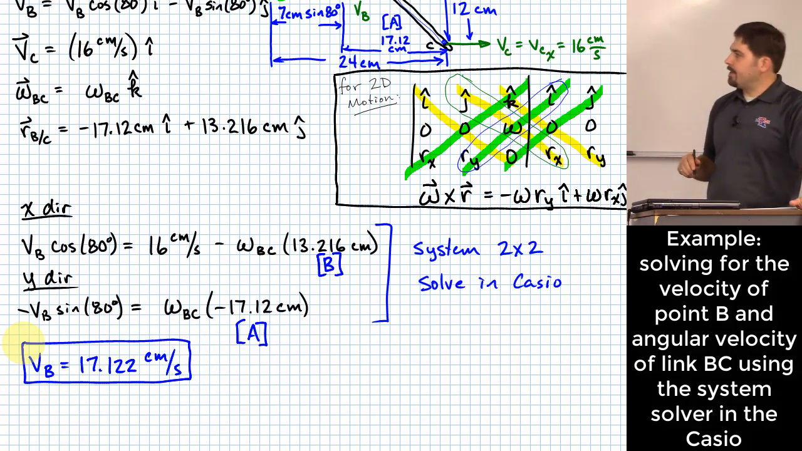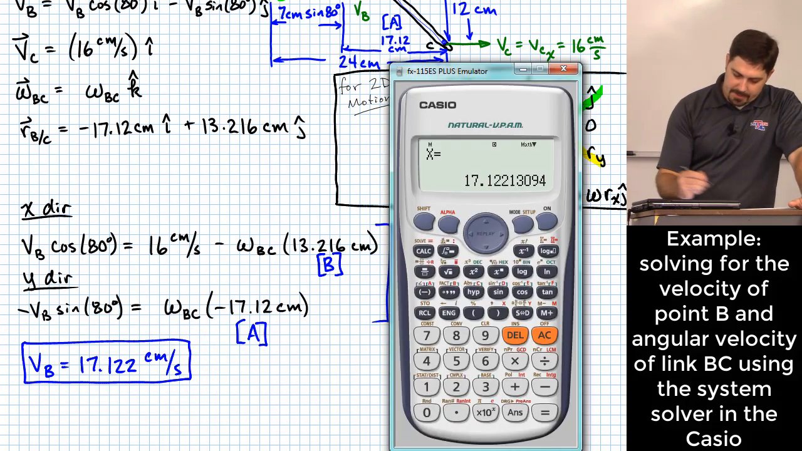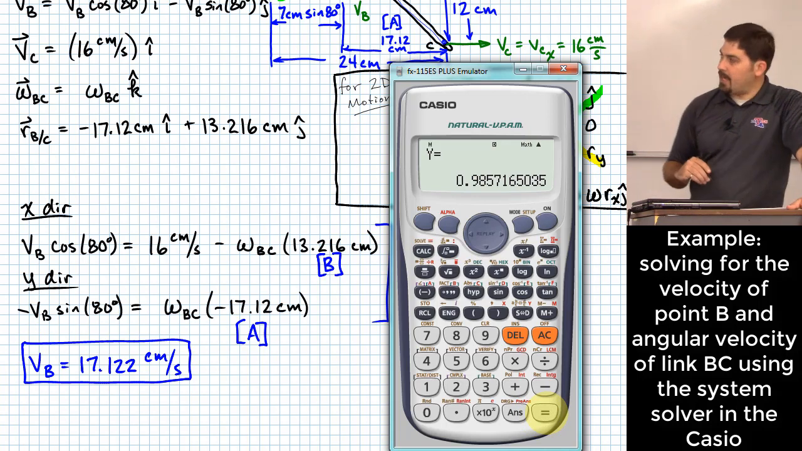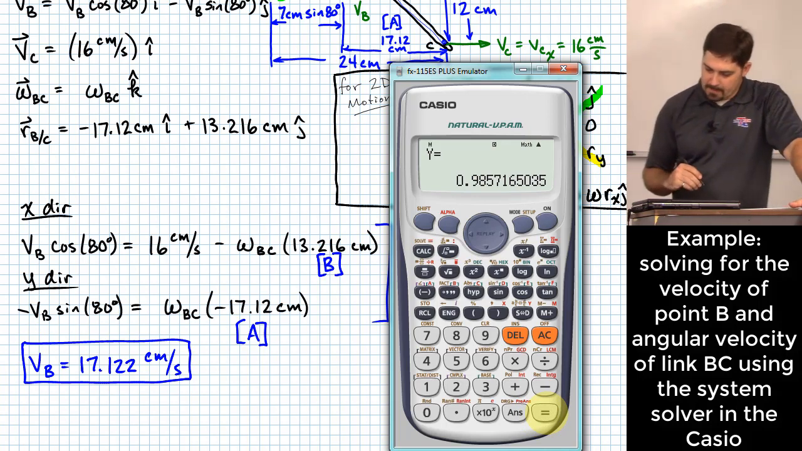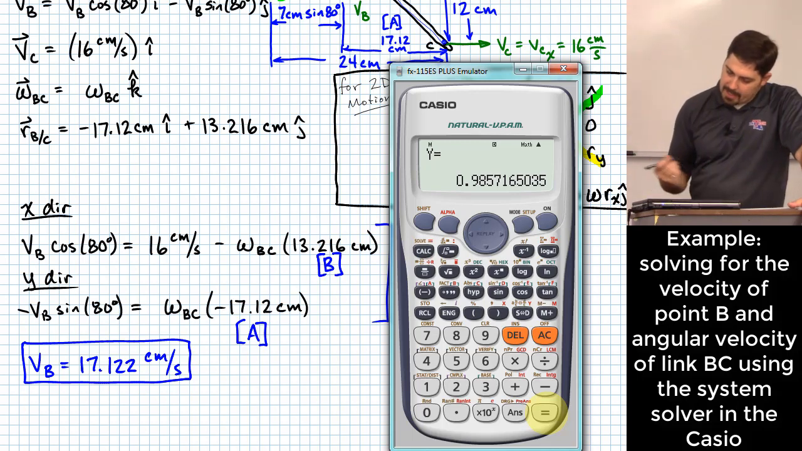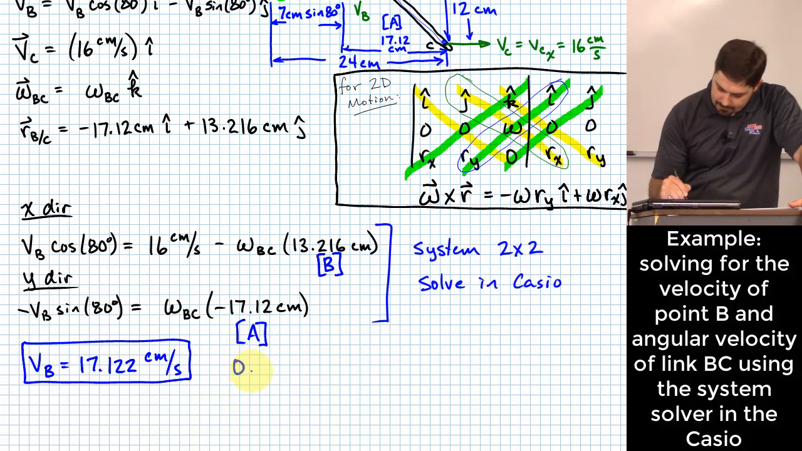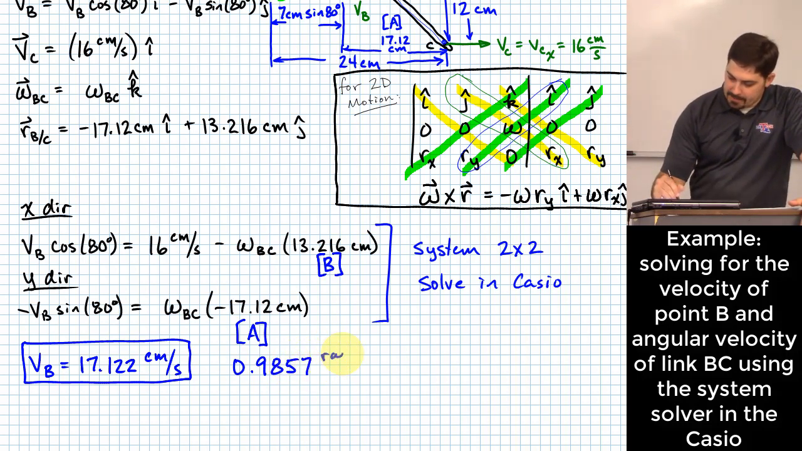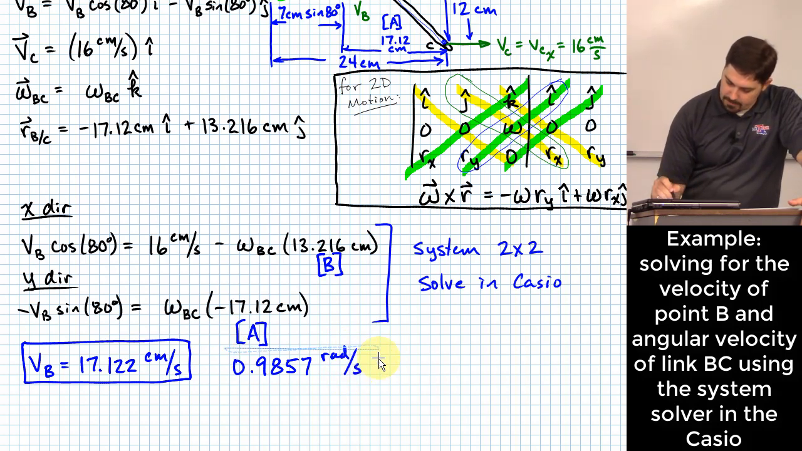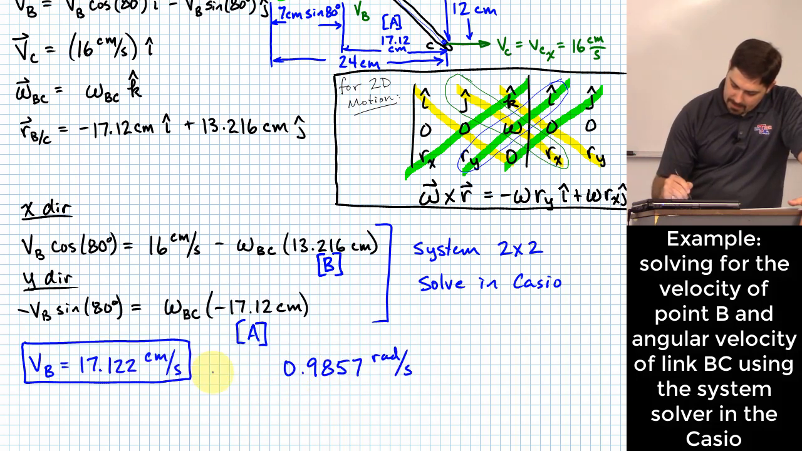An interesting second value that comes out of this is the angular velocity of member BC. So this is 0.9857. Units on that are going to be radians per second. Okay, so let me label this as omega BC.